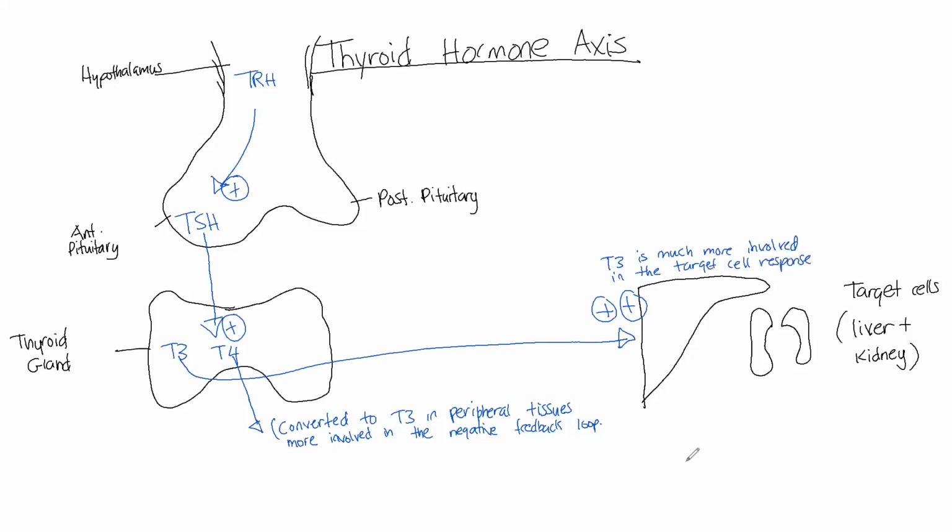Okay, let's talk about the negative feedback loops here now. So we said T4 is more involved in the negative feedback loop. So that's going to be the hormone that sends a signal back to either the anterior pituitary or the hypothalamus to decrease its hormone production. So we've got T4 going up to the anterior pituitary and having a negative effect here. This is a short loop negative feedback.